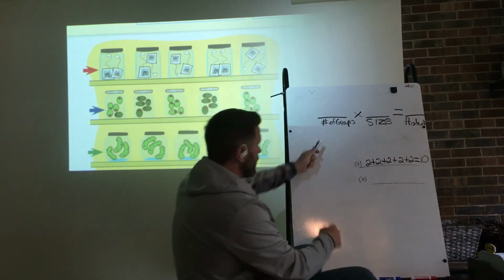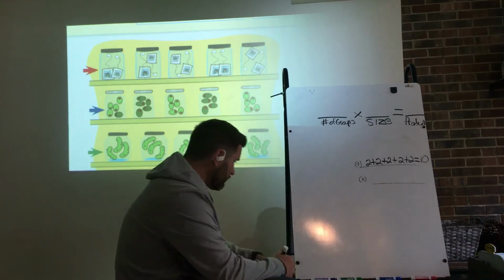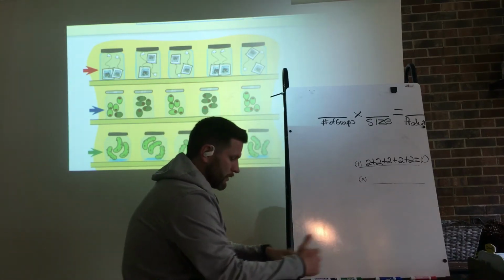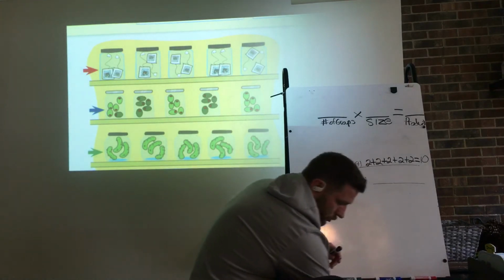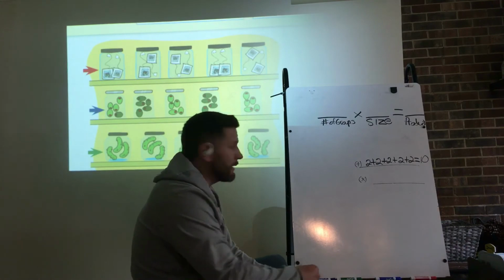Now what we want to do is move to our multiplication equation. Just like you'd be at the store and you would see something like this, we are seeing multiplication everywhere we go in the real world. So this is a practical application.